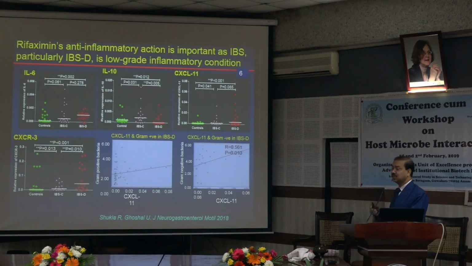To study it further, recently we took up a study where we looked at a lot of cytokines which are either pro-inflammatory or anti-inflammatory. For example, interleukin 6 is pro-inflammatory, interleukin 10 is anti-inflammatory, CXCL11 is a pro-inflammatory chemokine, CXCR3 is a pro-inflammatory chemokine, and we also look at TLR.